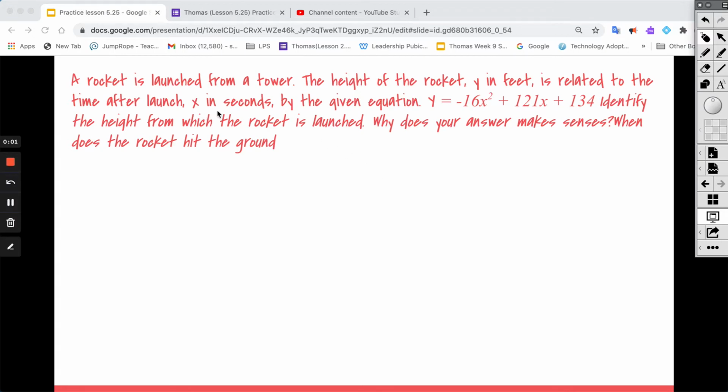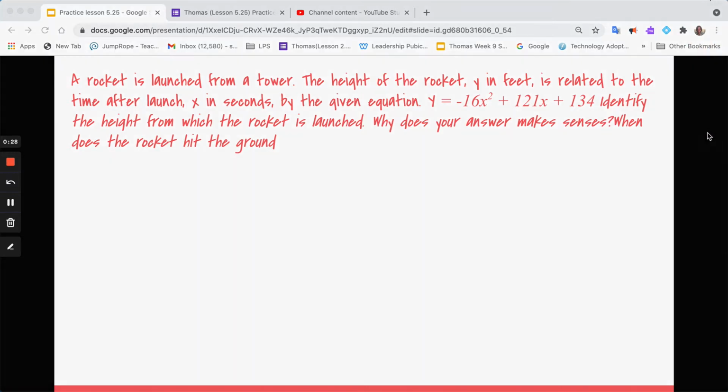So this question says a rocket is launched from a tower. The height of the rocket, y in feet, is related to the time after launch, x in seconds, by the given equation y is equal to negative 16x squared plus 121x plus 134. Identify the height from which the rocket is launched. Why does your answer make sense? When does the rocket hit the ground?